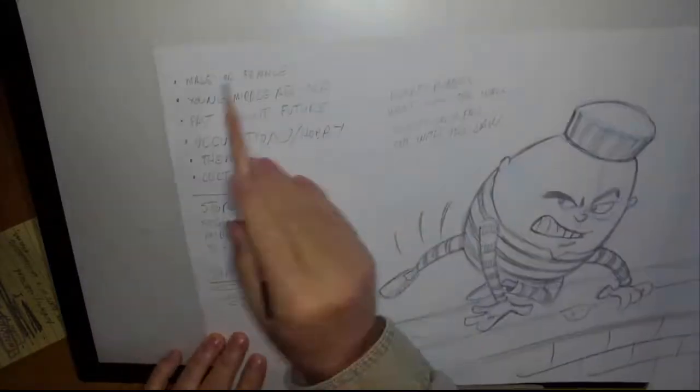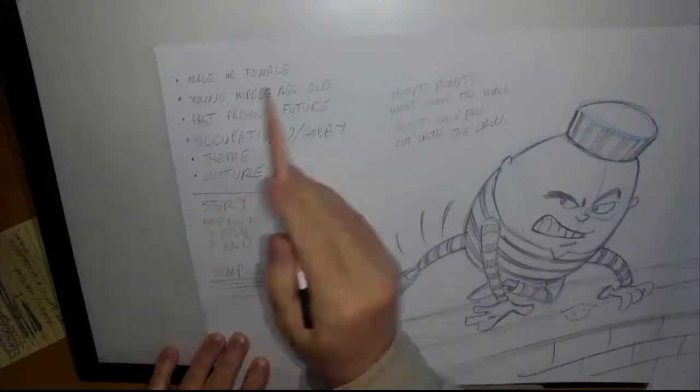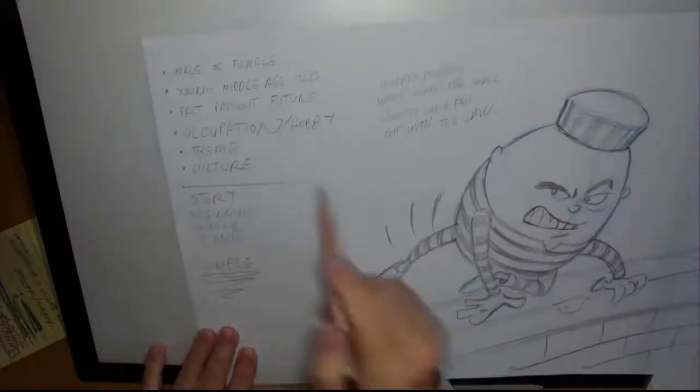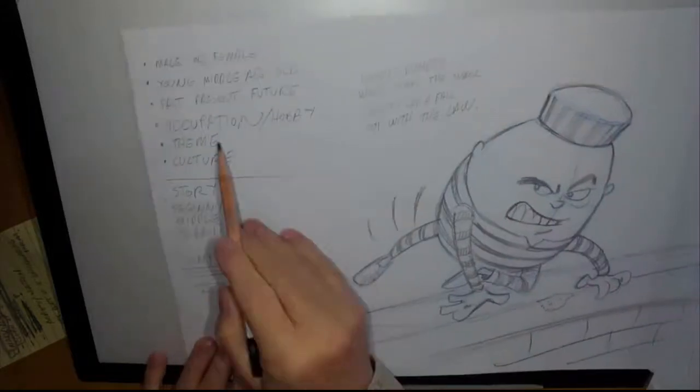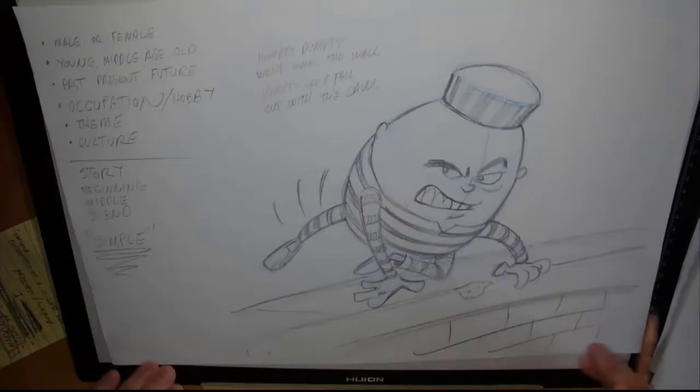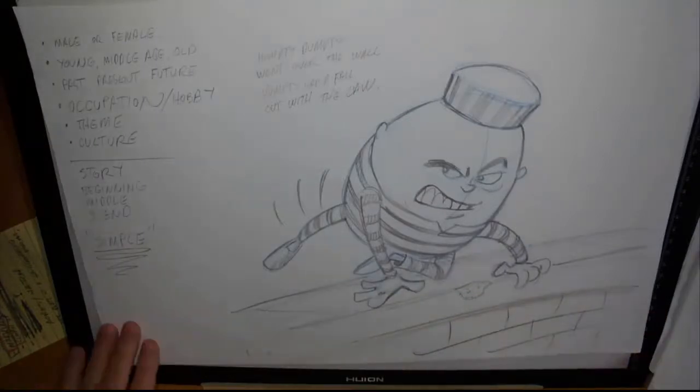But breaking it down, who's your character, male or female? Are they young, middle-aged, old? Is all this taking place in the past, present, or future? Is there an occupation, a hobby to the character? Well, I guess his hobby, occupation is criminal. So I work that out.